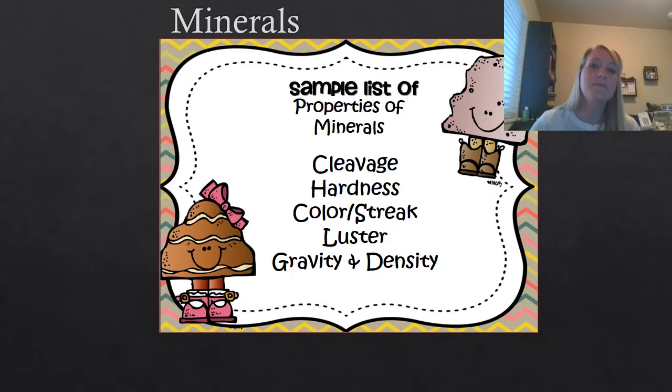So minerals can be identified or classified based on several characteristics that we are going to talk about today. We are going to talk about cleavage, hardness, color or streak, luster, and gravity or density. So these are the 5 main ways that scientists will study and identify and classify minerals. So let's get started.